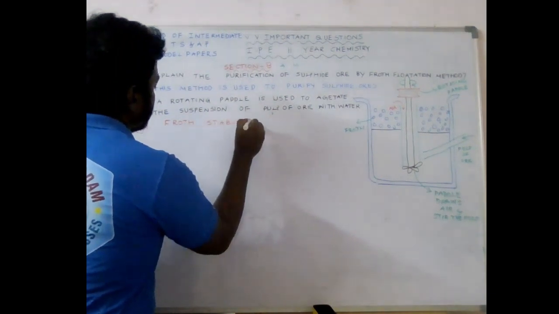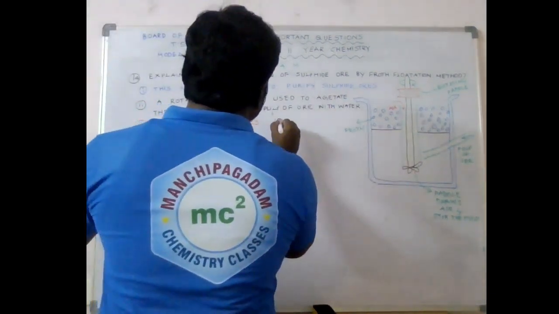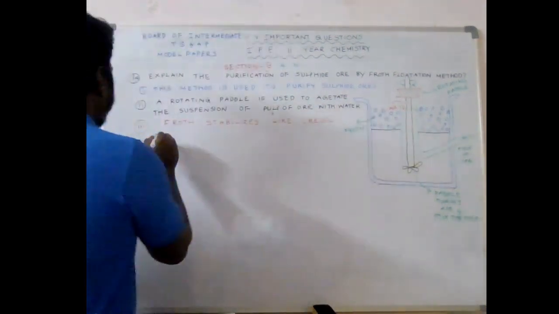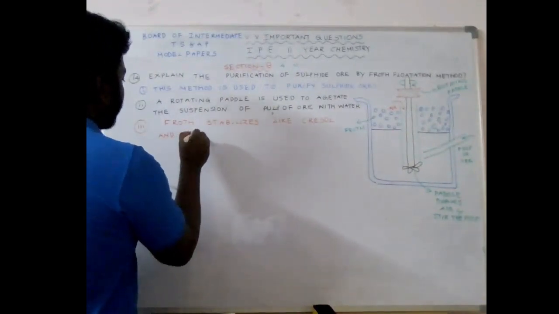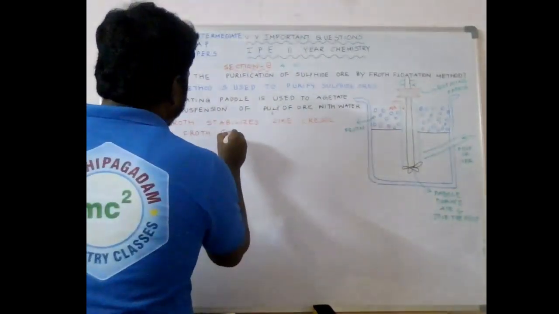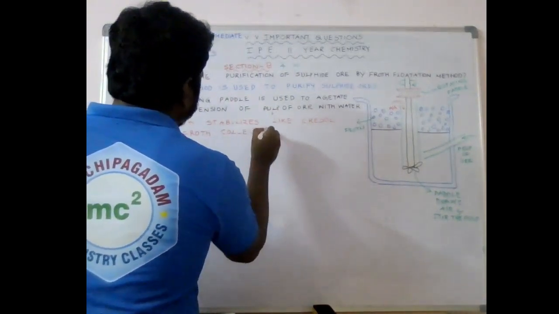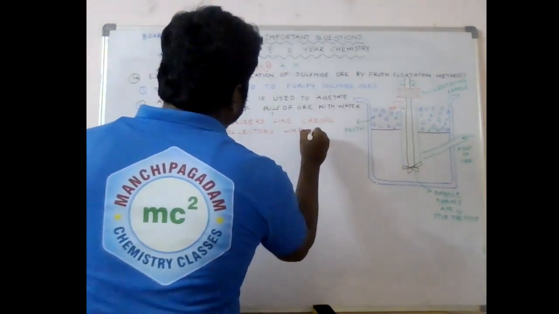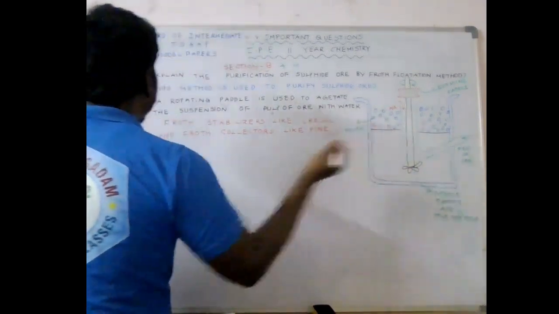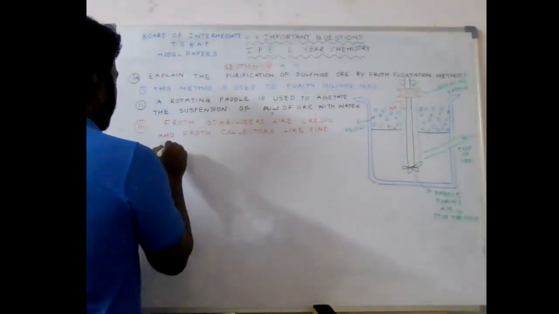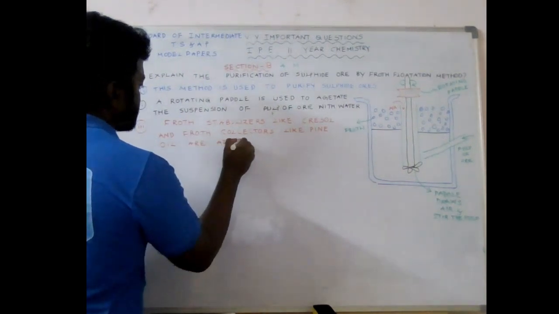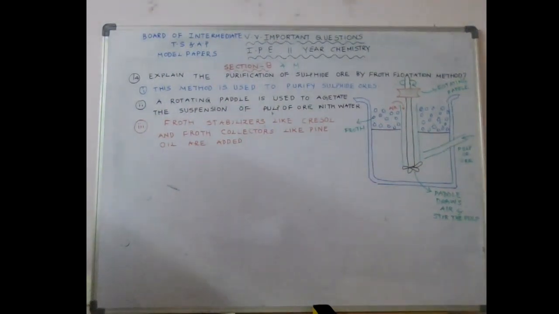Froth stabilizer means which stabilizes the froth, like cresol. And one more, froth collector means which creates more froth. Froth collectors, like pine oil. Because of the pine oil, more and more froth will come. So to that suspension, we are adding these two: one is to create the froth, and another one is to stabilize that froth.